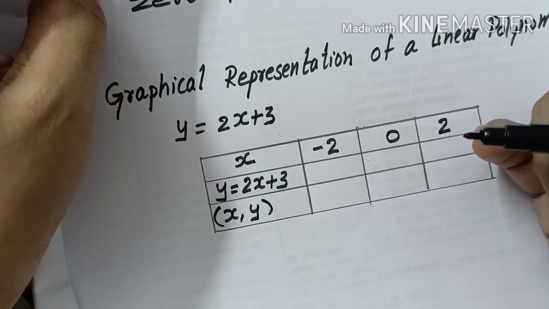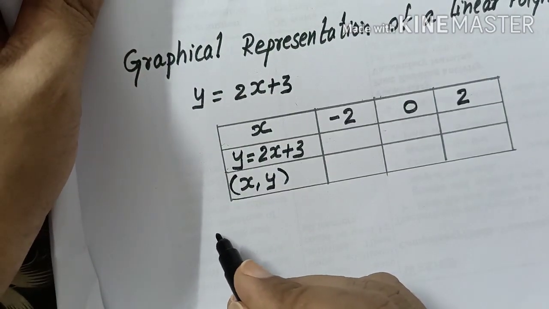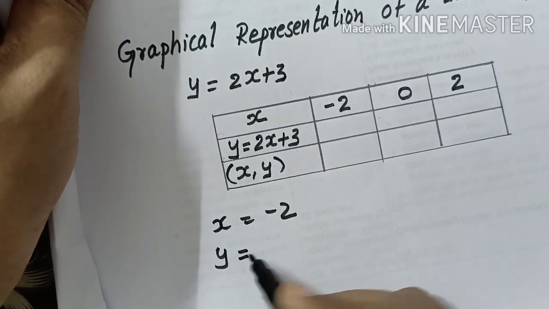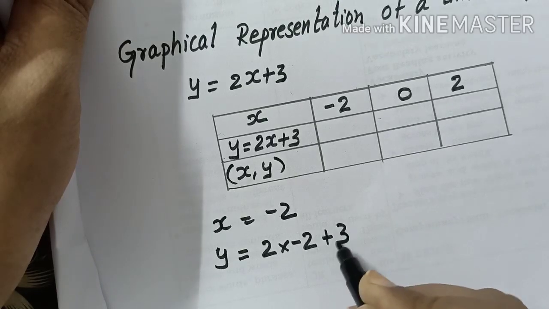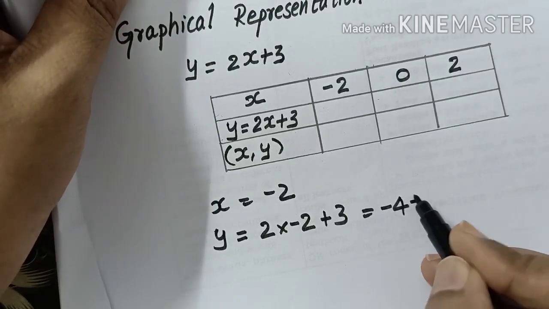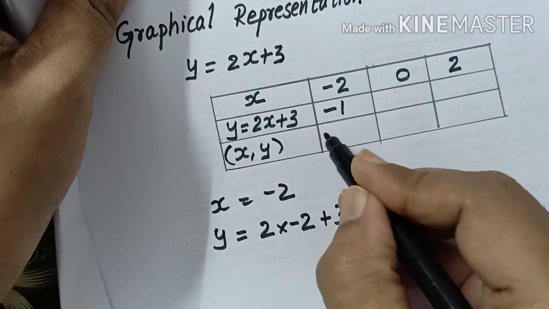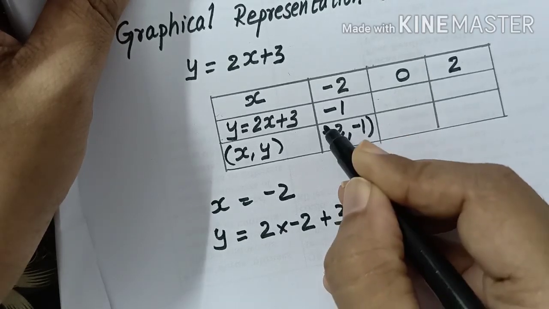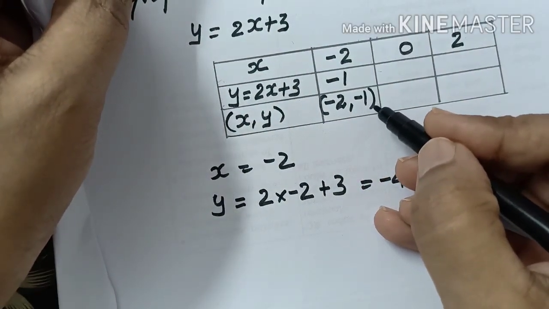Let us see what value we are going to get for y when we apply minus 2 here. First we will go with minus 2. x is equal to minus 2. That implies y is equal to 2 into minus 2 plus 3. So it is equal to 2 into minus 2 is minus 4, plus 3 equal to minus 1, right? So the y value is minus 1. So the point is minus 2 comma minus 1. We got the x coordinate as minus 2 and the y coordinate as minus 1.